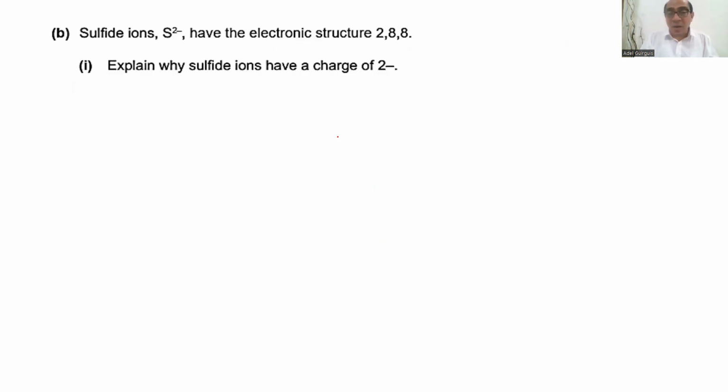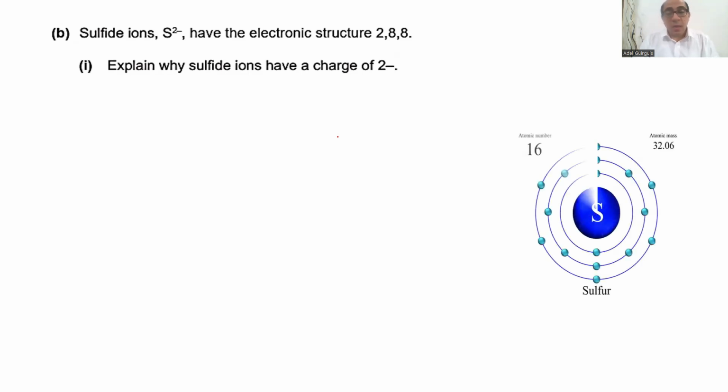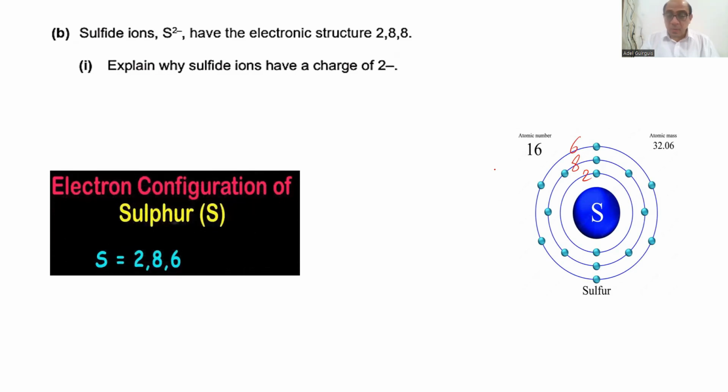Letter B: sulfide ion, S2-. This ion has the electronic configuration 2, 8, 8. Explain why the sulfide ion has a charge of minus 2. Why? Look, please. This is the electron configuration of sulfur: 2, 8, 6.